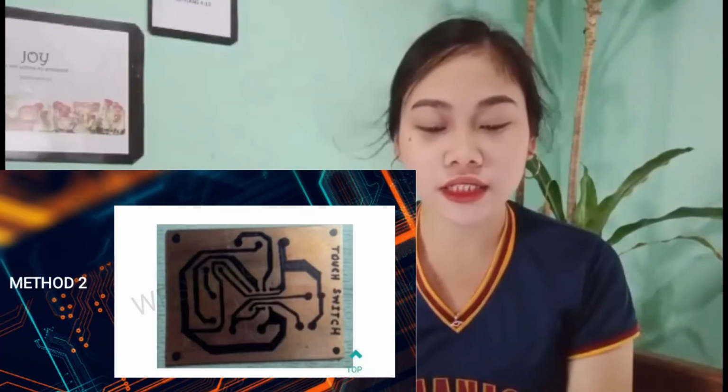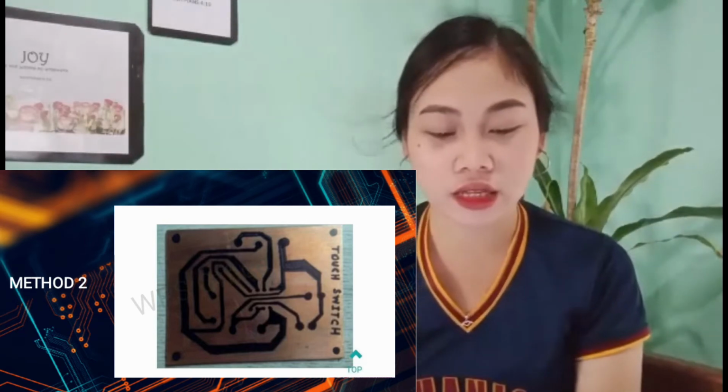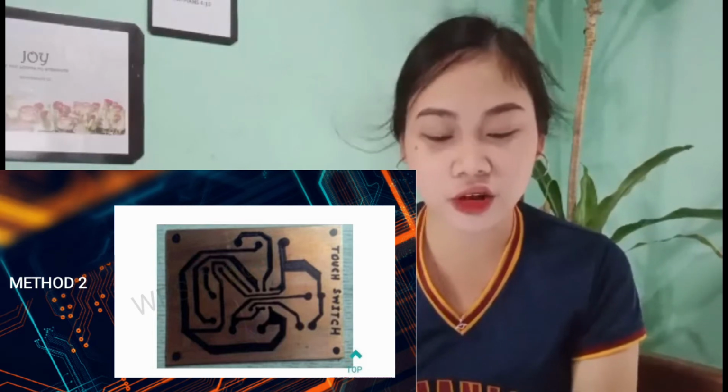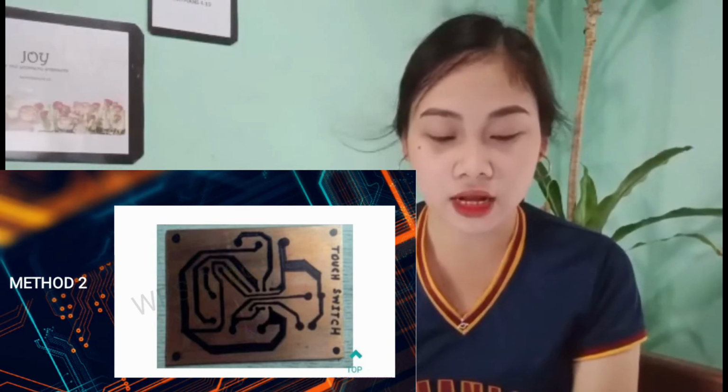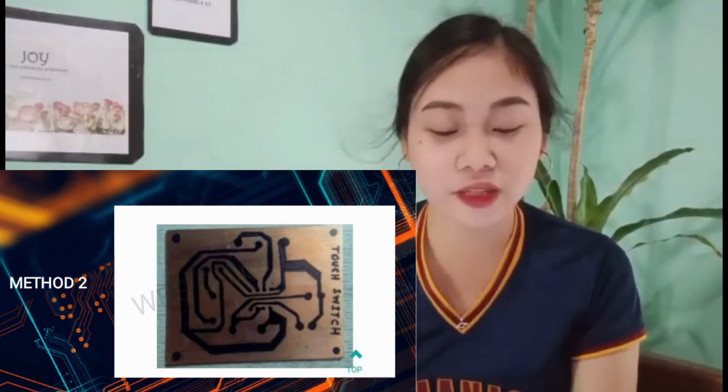The second method is drawing the circuit by hand on the PCB, for simple and small circuits. Using the circuit as a reference, draw a basic sketch on the copper plate with a pencil. Once your sketch looks good, trace over it with a permanent black marker.